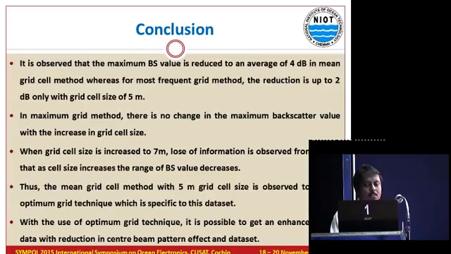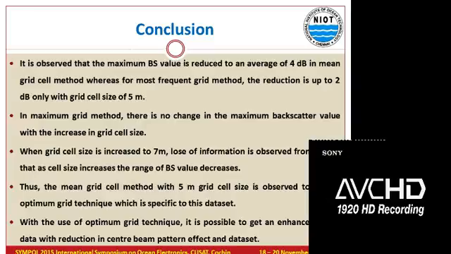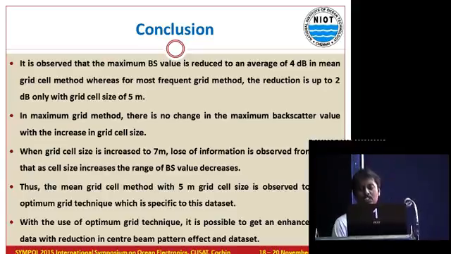So it is observed that the maximum backscatter value is reduced by an average of 4 dB in the mean grid cell method, whereas for the most frequent method the reduction is up to 2 dB only with a grid cell size of 5 meters. In the maximum grid method, there is no change observed with the increase in grid cell size. So when we increase to 7 meters to find the grid cell size, loss of information is observed. Thus, the mean grid method with 5 meter grid cell size is observed to be the optimum one, which is specific to this data set.